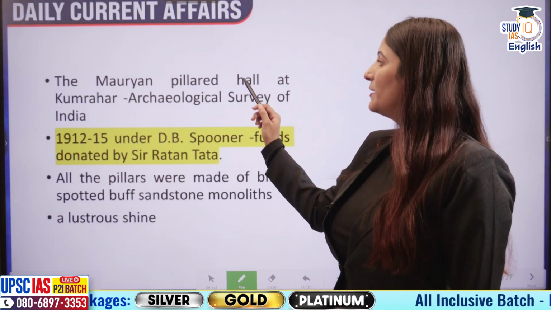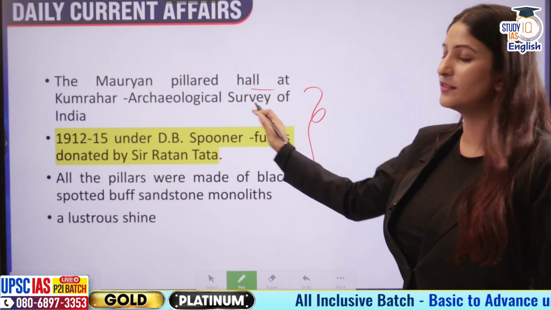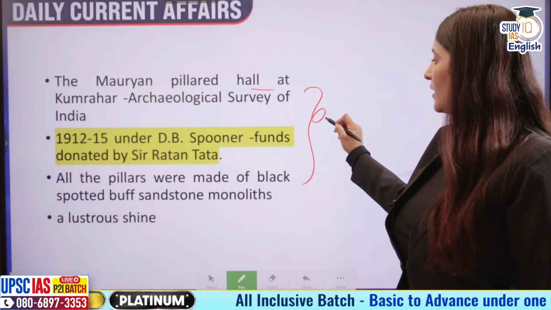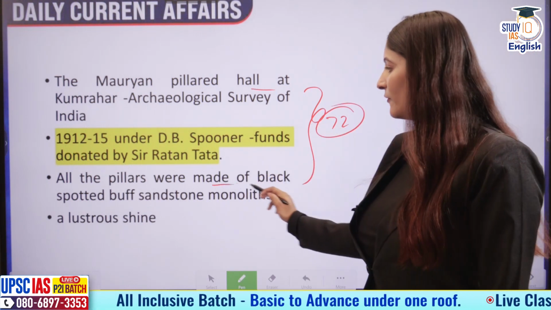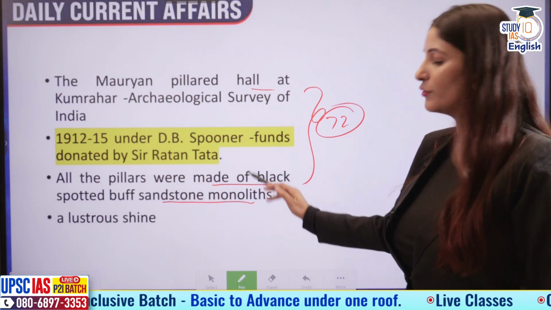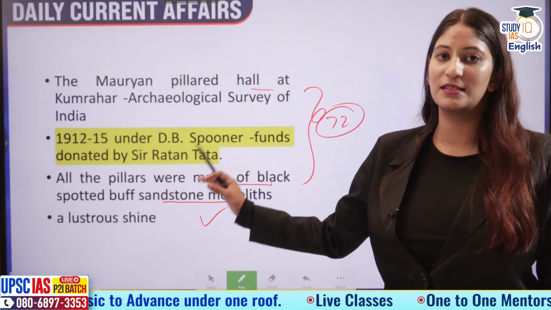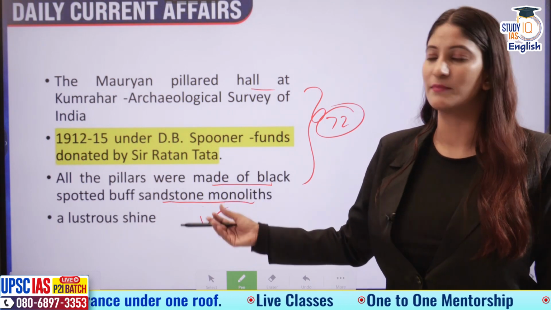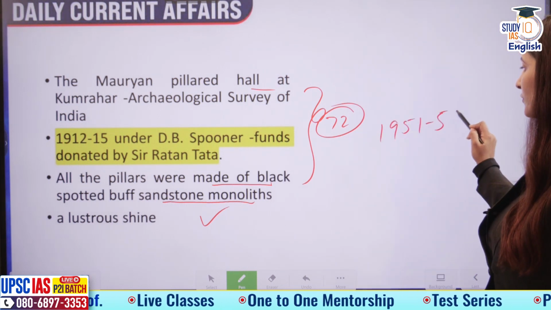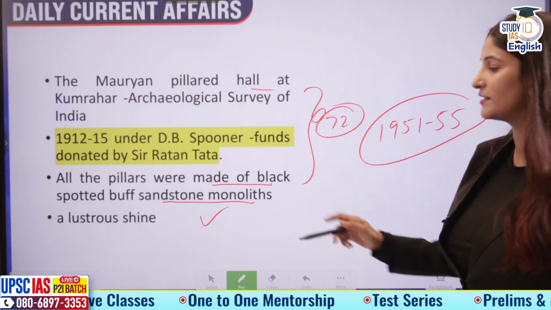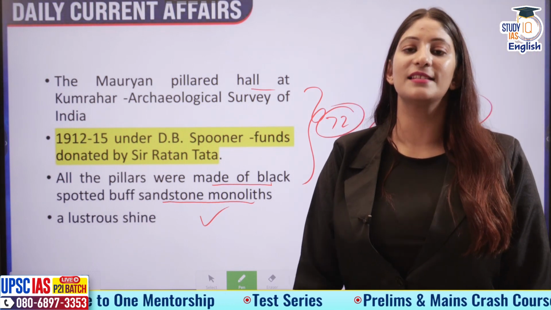Okay, moving on. The pillared hall is at Kumrahar, and I have told you that the Archaeological Survey of India under D.B. Spooner excavated it. Later on, of course, this was the time when 72 pillars were seen, and all the pillars were made of black spotted buff sandstone monoliths. These are monoliths, and they are very lustrous in nature, very shiny in nature, which is a key characteristic of this particular art. Later on, from 1951 to 55, in another excavation from another institute, 8 more pillars were discovered. Since then, it has been known as the 80-pillared hall.